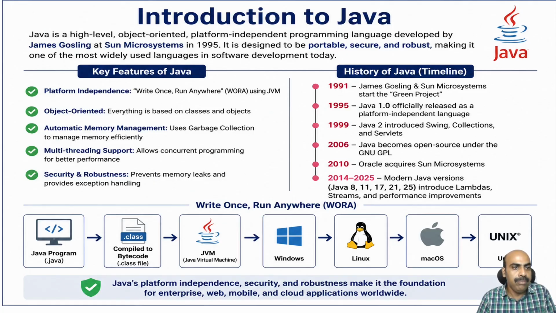The second, most important thing is automatic memory management. It manages memory efficiently, and that is why Java is always considered robust. The third thing is multi-threading support, meaning you can run multiple programs at the same time without affecting your performance. And the last thing is security and robustness. Any banking application, if you take it, is completely or predominantly built using Java, because of its security, which comes from its robustness.